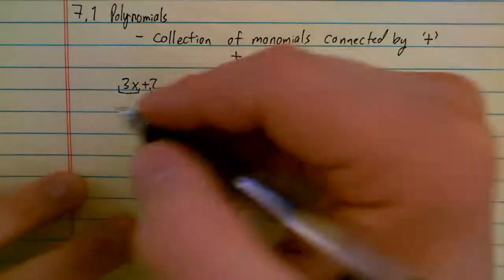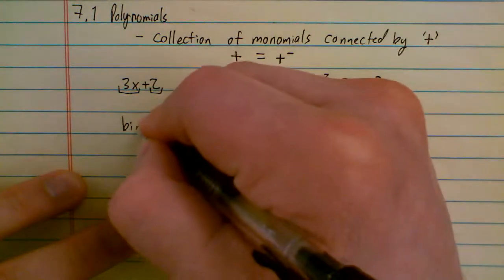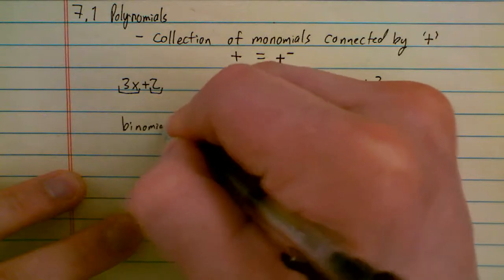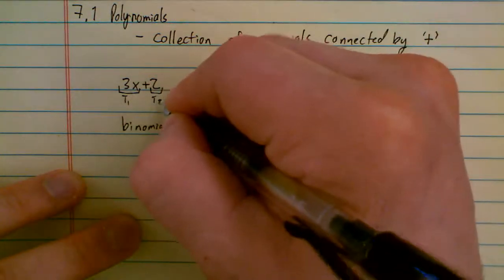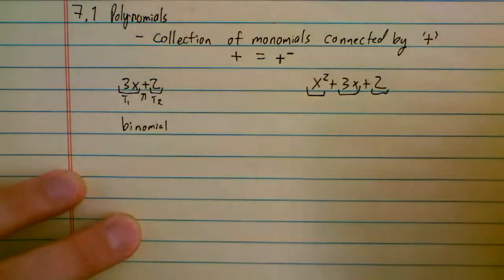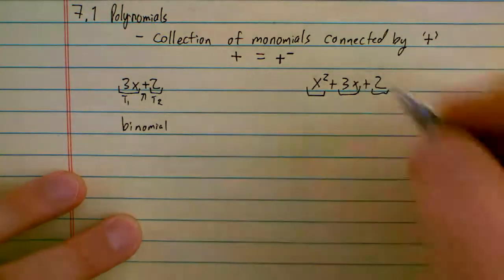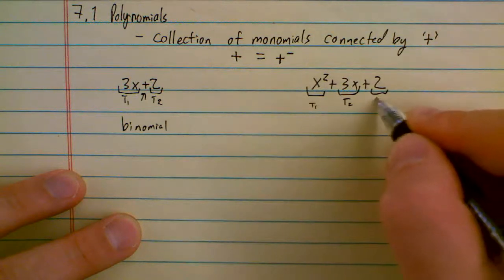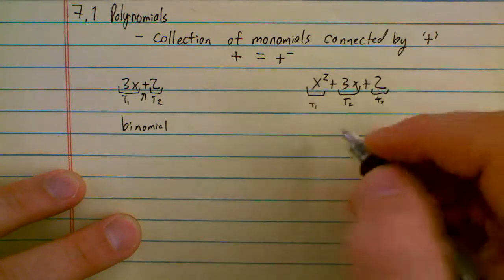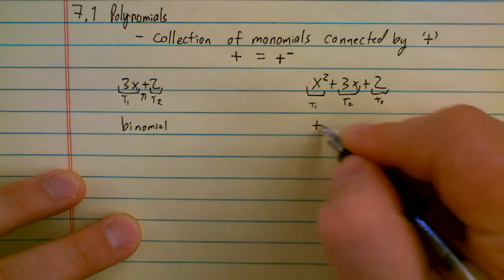And this one would be called a binomial. We have two terms, term 1 and term 2, and it's connected by that addition sign. This one is term 1, term 2, and term 3, and it's connected by addition signs. This would be a trinomial.